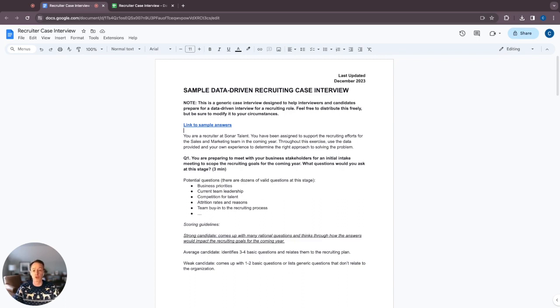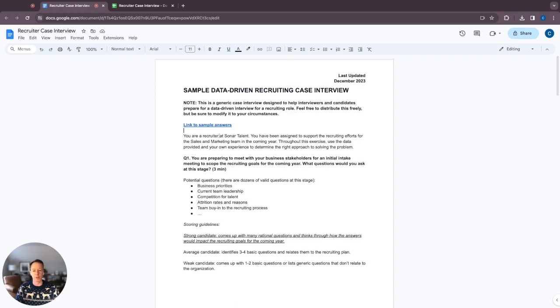So let's dive straight in. This is really a 5-part case interview. Now, for those who haven't done a case before, the case is really designed to give you a situation and see how you perform in a real life situation that you are potentially going to be in when you join a company. So this is a case as if you are a new recruiter and you've just been assigned to support a sales and marketing organization within a large company.